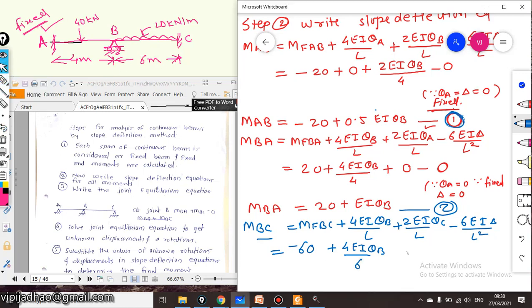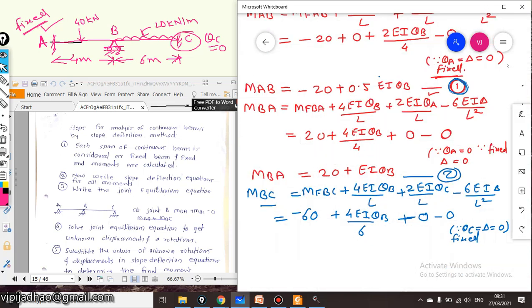therefore divided by 6, plus here the value of theta C will be 0 because this particular support is a fixed support, therefore theta C will be equal to 0. So directly put this particular value as 0 only. Okay, so 0 minus 6EI delta upon L square, this term will be 0 because delta is equal to 0. You can write down the reason: theta C is equal to delta is equal to 0 for this case. Why is theta C 0? Because it is a fixed support.